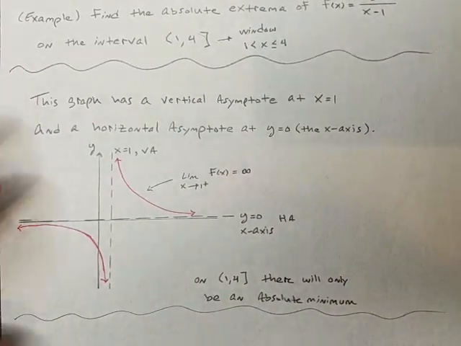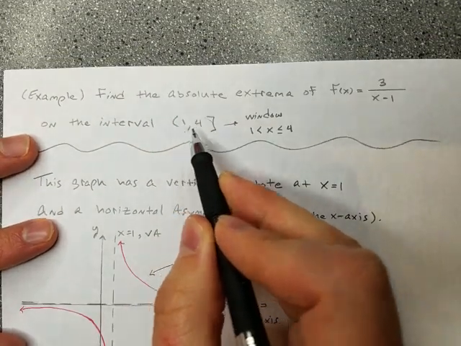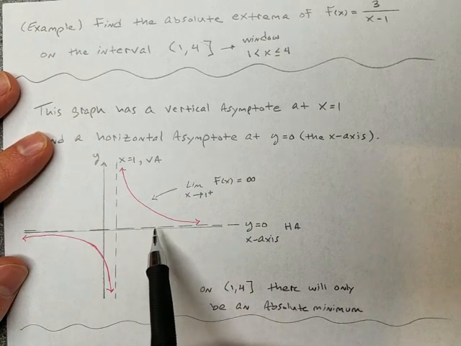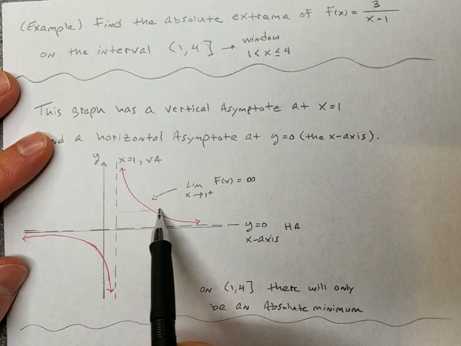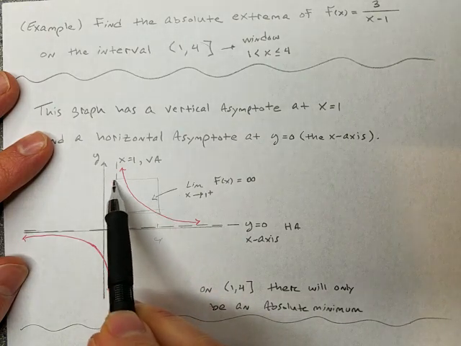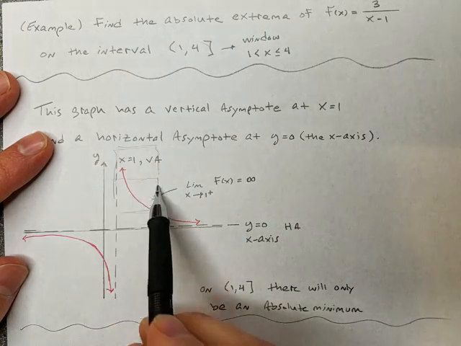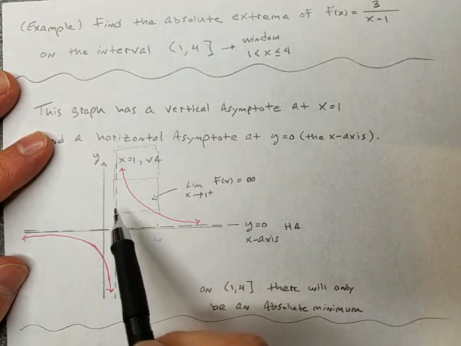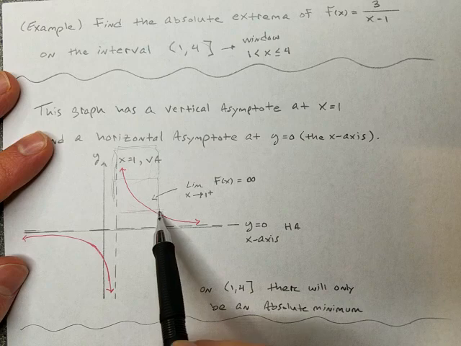Now, where are we looking? We're looking at the window from just to the right of 1 over to 4. So say 4 is about right there. Then our window might be something like this. There's our window, maybe like that. The curve climbs up to infinity as you go to 1 from the right. And then if you go over to 4, you'll get a point like that.